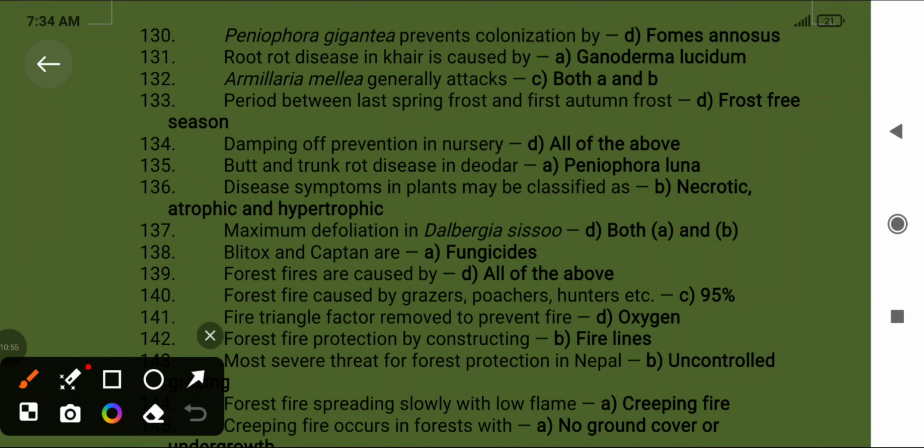And we can see Peniophora gigantea prevents colonization by Fomes annosus. And root rot disease in khair is caused by Ganoderma lucidum. Armillaria mellea generally attacks both A and B. The period between last spring frost and first autumn frost is the fire season. Damping off prevention in nursery.